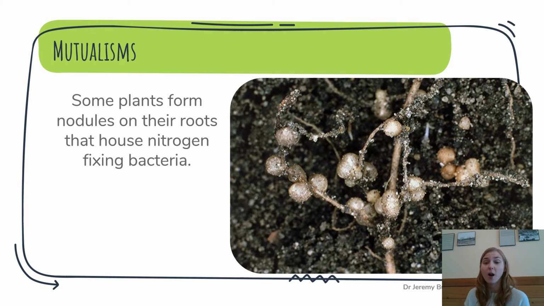Bacteria also are beneficial to plants. Some have teamed up with plants to form a symbiotic relationship. This plant pictured here has grown nodules on its roots, which are little houses for a specific type of bacteria that will provide that plant with a form of nitrogen that it can use.